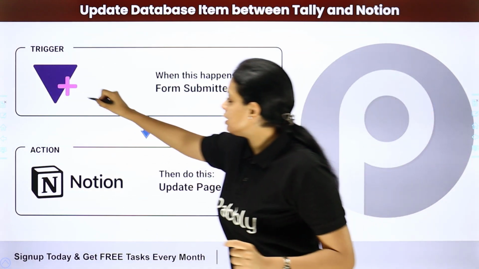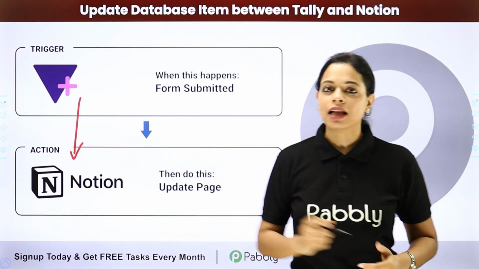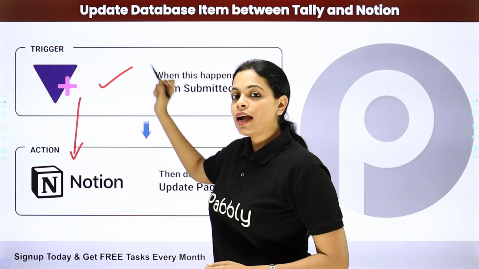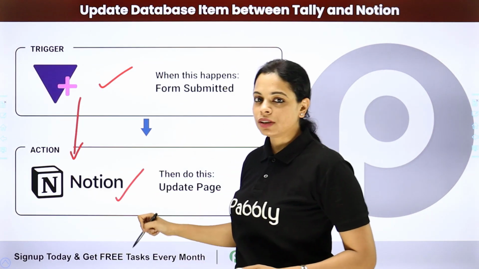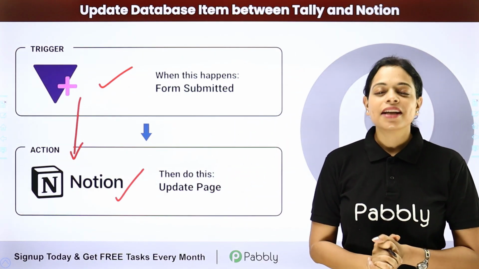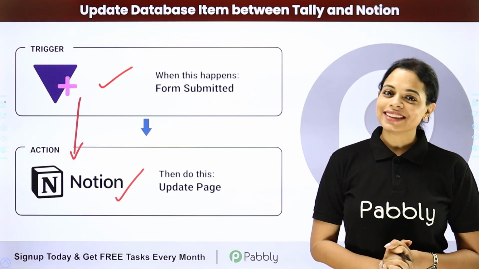For this we will have to integrate Tally and Notion, and the same thing can be done using Pabbly Connect. So here my trigger application will be Tally and my action application will be Notion. Now how can you do this yourself? Integrate and automate this entire process. To understand that, let me take you to my screen.